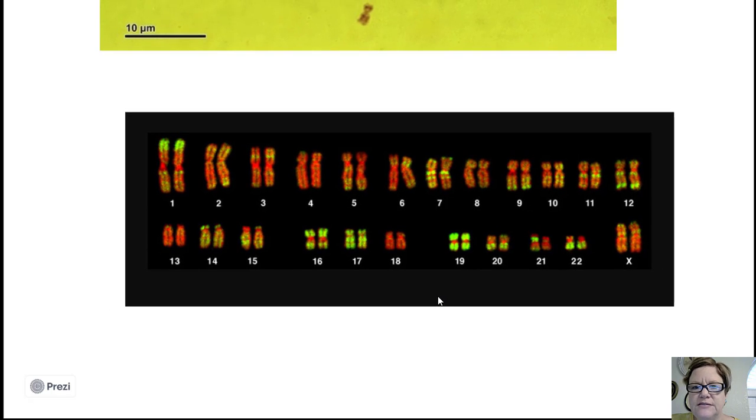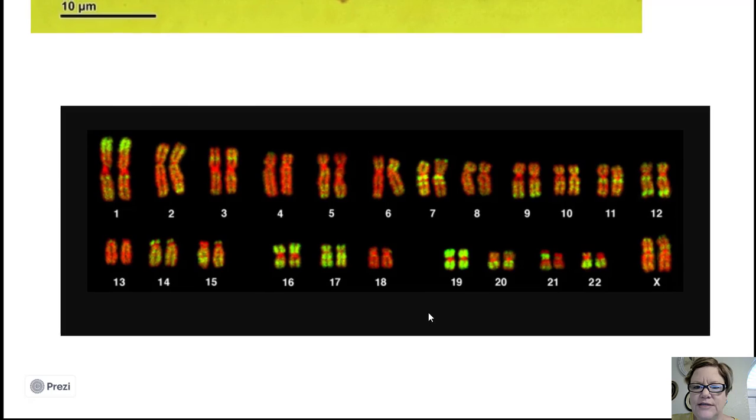In any case, that shows 2 sets, but it's hard to see the 2 sets. One set would be 1 copy of chromosome 1, 1 copy of chromosome 2, 1 copy of chromosome 3, 1 copy of chromosome 4, etc. And the second set would be made up of the other copy of chromosome 1 and the other copy of chromosome 2 and the other copy of chromosome 3, etc.